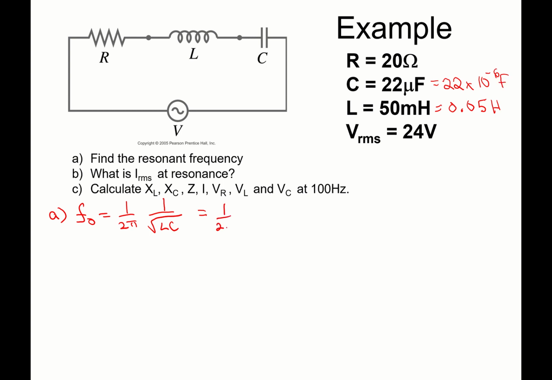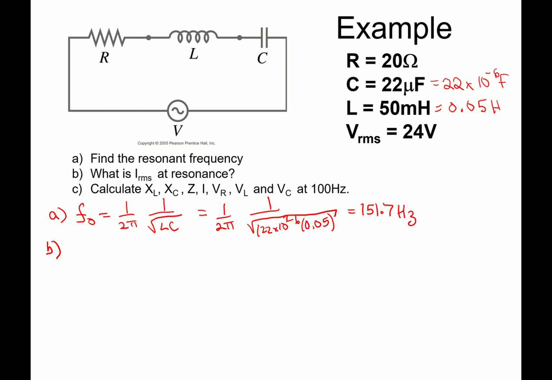So it's 1 over 2 pi, times 1 over the square root of 22 times 10 to the minus 6 times 0.05. And when I do that, I get that my frequency is 151.7 hertz. Okay, so that is the frequency at which I'm going to have the maximum current through the circuit.